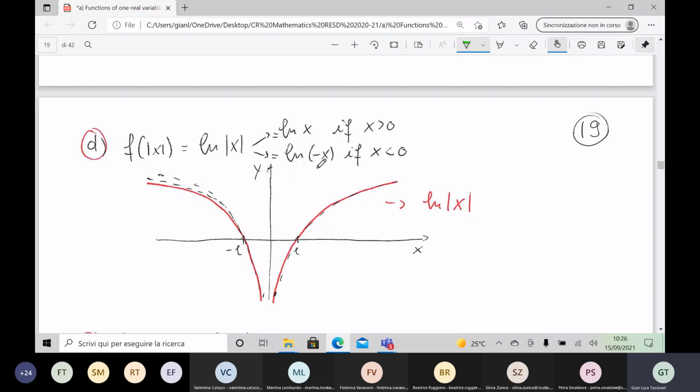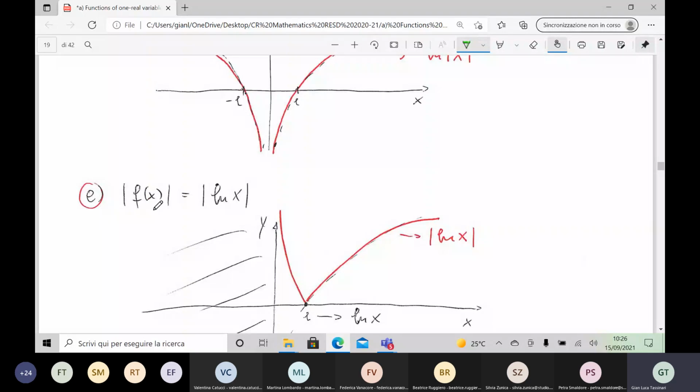So the graph tells that logarithm of absolute value of x is equal to logarithm of x if x is greater than 0. So do it. This is the graph of logarithm of x. If x is smaller than 0, the graph is the one of logarithm of minus x. It is what we plotted in point A, this logarithm of minus x, which is the symmetric of this one. So putting together, this is the graph of the logarithm of absolute value of x.